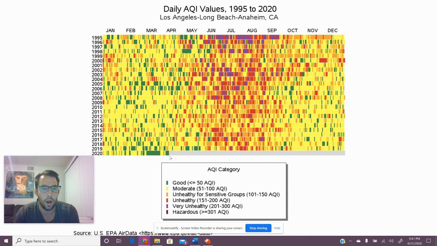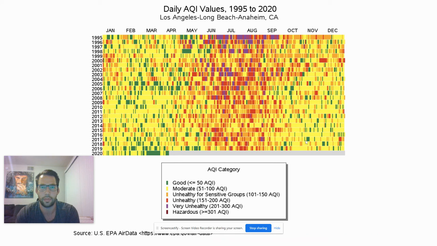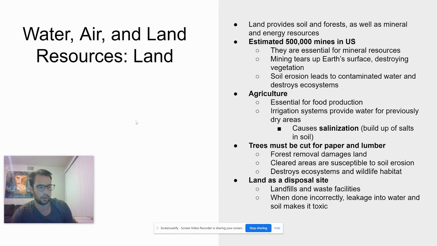Think about in the past month, why would air quality, if transportation is the main source of air pollution, have been so good over the past month or month and a half? Okay, we're going to come back to this.